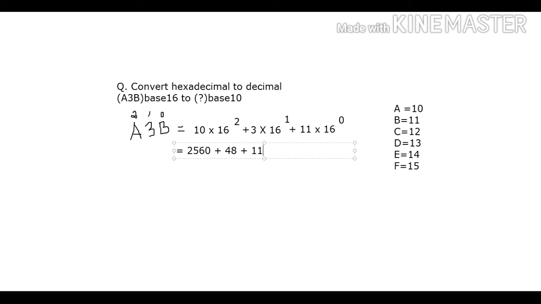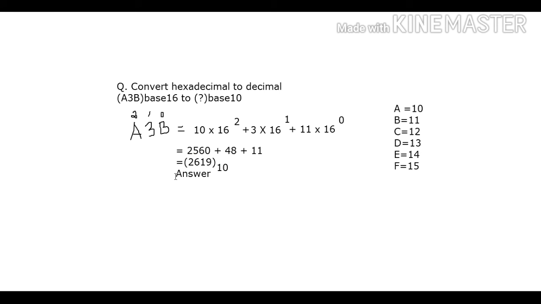When we add this, we will get 2619. Okay. See here, what is given? A hexadecimal number is given. So this is our final answer. And here the base will be 10, since we are converting it to a decimal number.